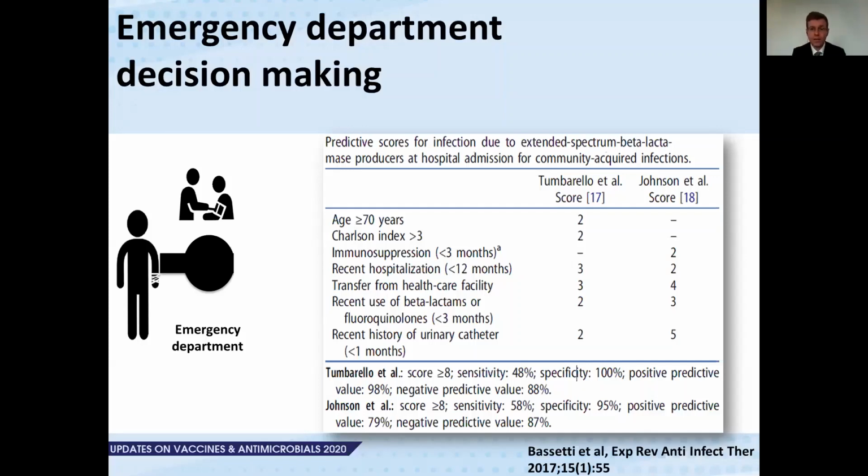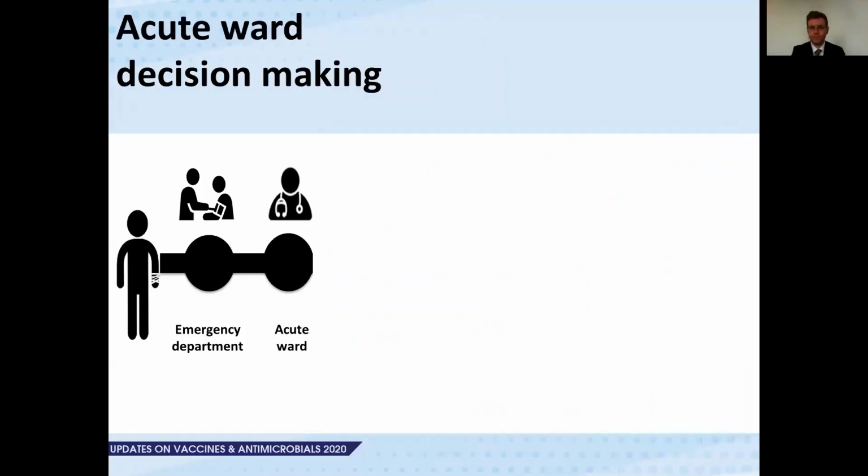If you don't have region-specific ones, well, there's a research opportunity, right, to take Johnson's score or Tomborello's score or any other scores you can find, verify and validate them for your patient cohorts, adjust them if you need to, and then integrate those decision trees into your empiric prescribing policy so that you can give the narrow spectrum where you can and then give the broader spectrum where you must.